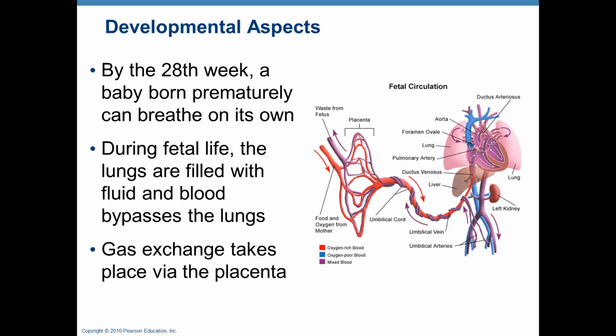Just a couple of developmental aspects about your respiratory system, and then we'll finally be done with respiration. A fetus, by about the 28th week, if it's delivered prematurely at that point, can breathe on its own, but it's going to need some assistance for a while. Obviously, that's a very early delivery, 28th week versus 40 at full term. And a lot of times they have to give these premature infants surfactants to help prevent their alveoli from collapsing.